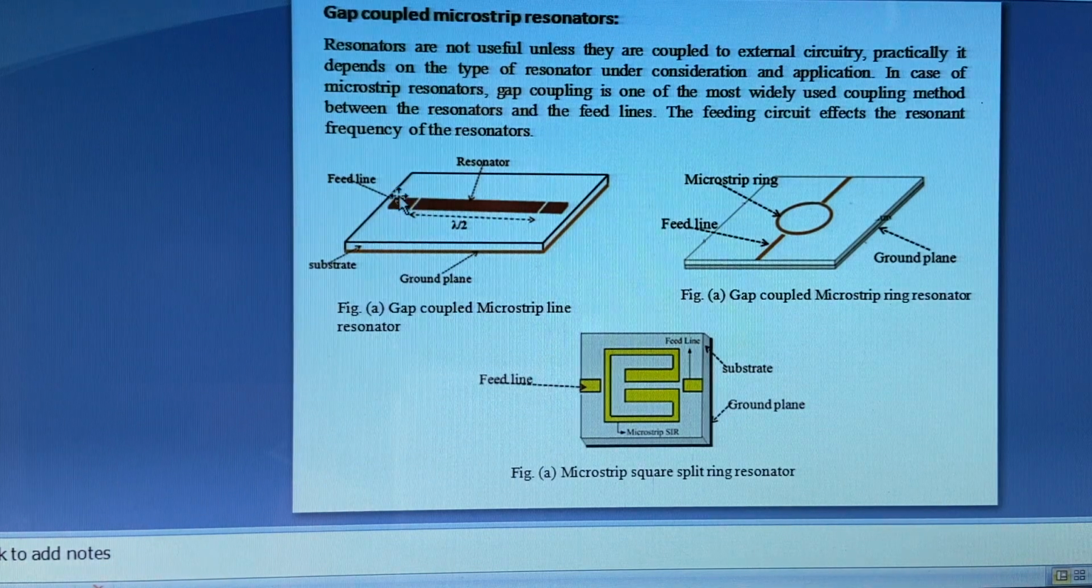Like this, there is a feed line. Using this feed line, the excitation source is connected to the resonator. Similarly here, the ring is the resonator. To this we should connect an external excitation source. For that this feed line is used, with a small gap between the resonator and the line. Here also this is a microstrip line again, but between the feed line and the resonator there is a small gap. Using this feeding structure, the source is connected to the resonator.